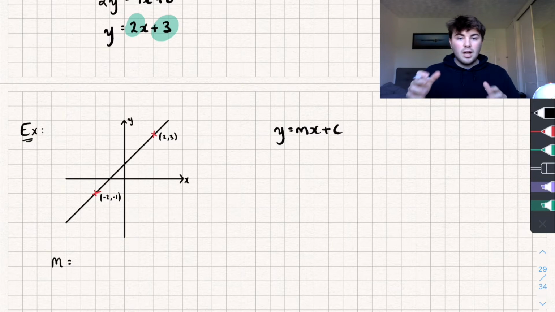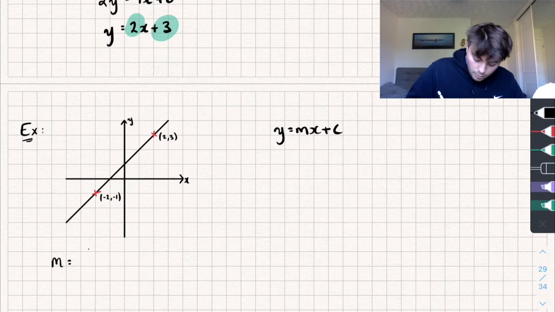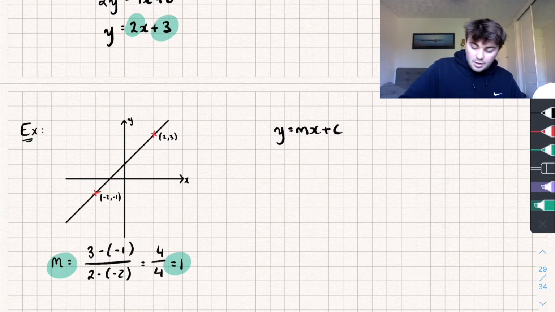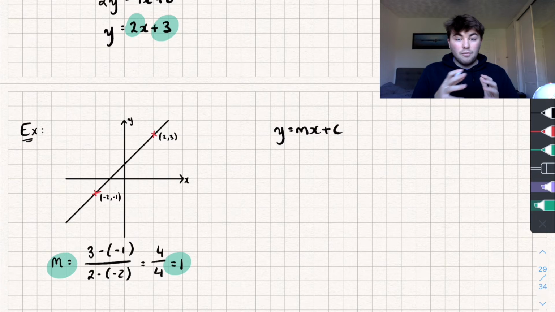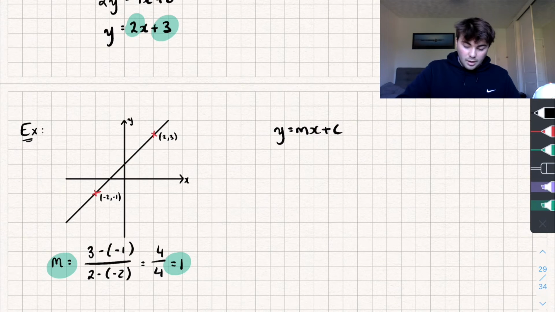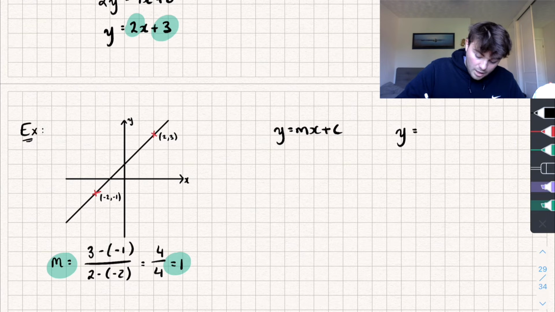And if you're unsure on that, I've got a video which I'll link in the description that explains how to do that. And so for this example, we're going to do 3 subtract negative 1 divided by 2 subtract negative 2. And so the gradient is going to be 4 over 4, which is just 1, okay? And so we found the gradient of this line is equal to 1, so we've got our value of m. Now we just need to find our value of c, which is where the line crosses the y-axis, and if we have a look, you can see that happens at the point y equals 1, okay? So we're going to get an equation y equals 1x, so just x, plus 1.